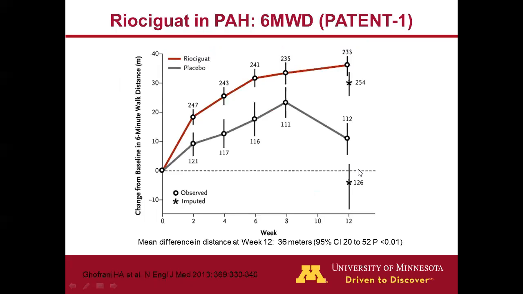The last group of drugs is called soluble guanylyl cyclase stimulators, and the drug is called Riociguat. As I said, it stimulates this enzyme called guanylyl cyclase, which makes cGMP. So it also acts on the nitric oxide pathway, and that has also been shown to improve 6-minute walk distance in the same kind of short-term trial.